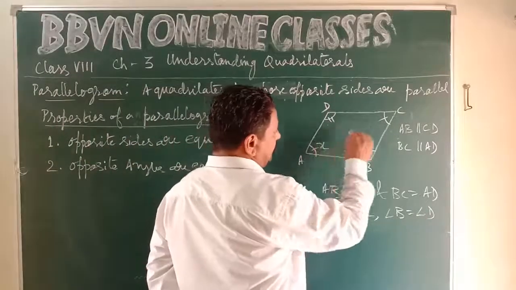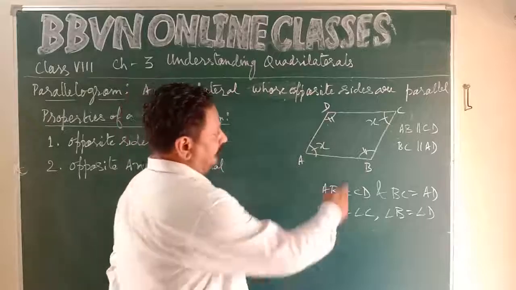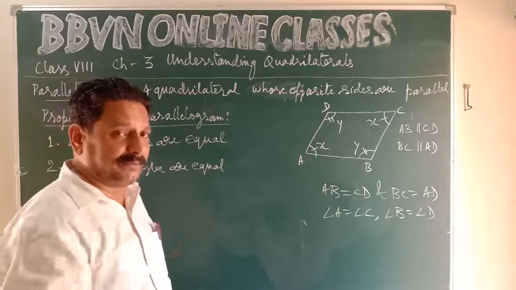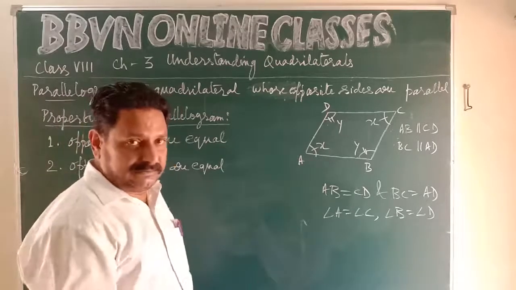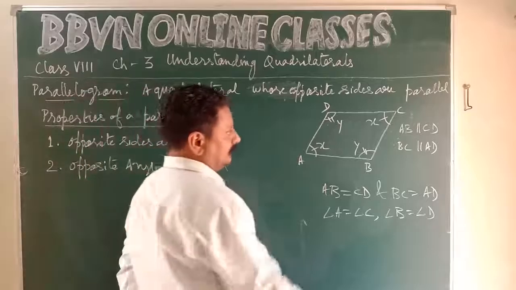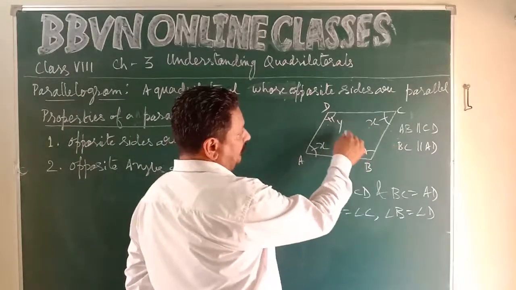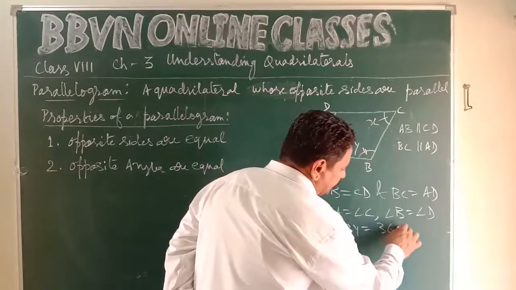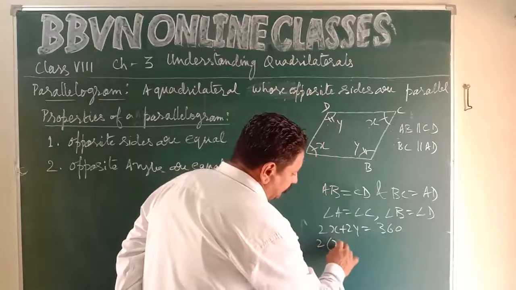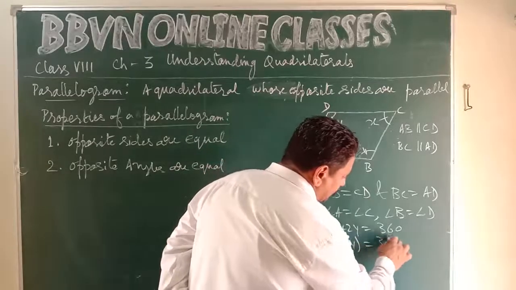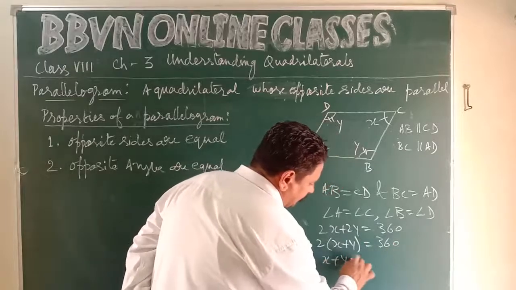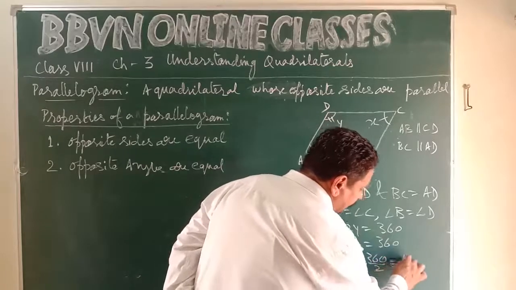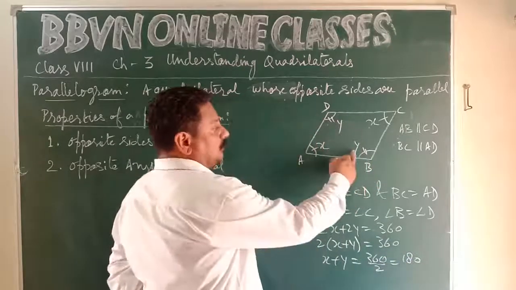Now let's do one thing. Angle A and C are equal, let us take both as x. B and D are equal, let us take both as y. Okay? Now what is the angle sum property of a quadrilateral? 360 degrees. Sum of all the interior angles is 360 degrees. So x plus x is 2x, plus y, 2y. 2x plus 2y is equal to how much? 360 degrees. 2 taken common. x plus y equal to how much? x plus y equals 360 divided by 2. How much did it come? 180.